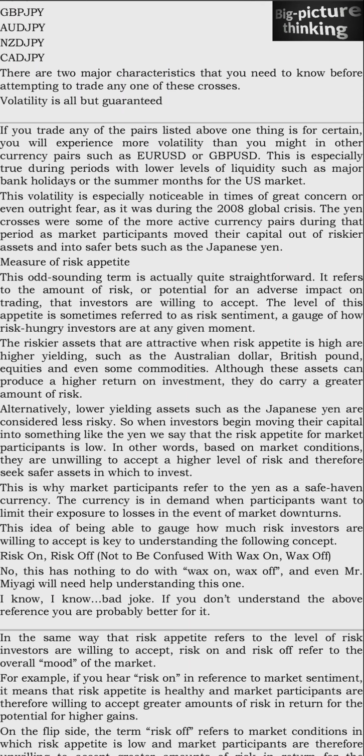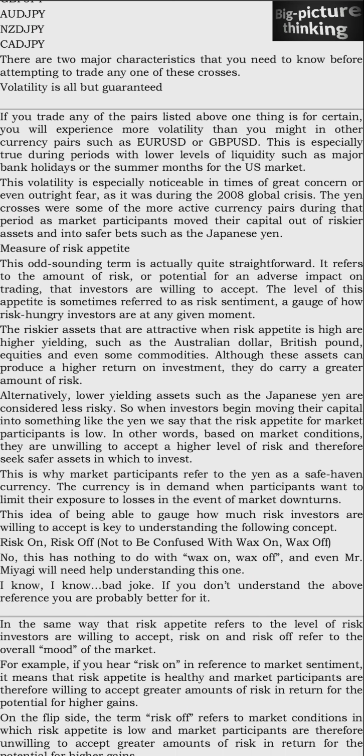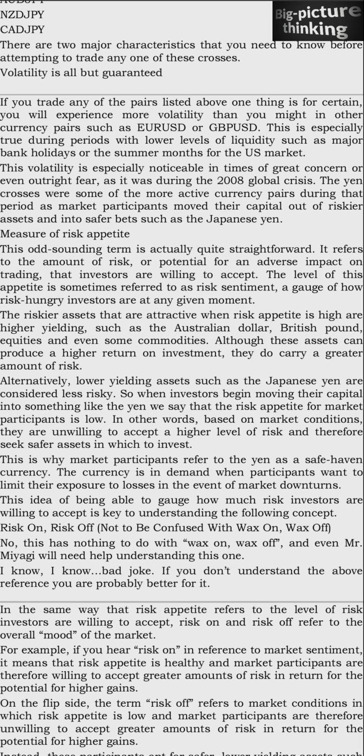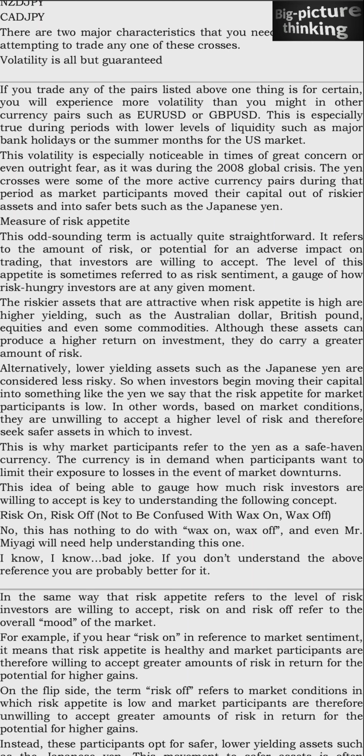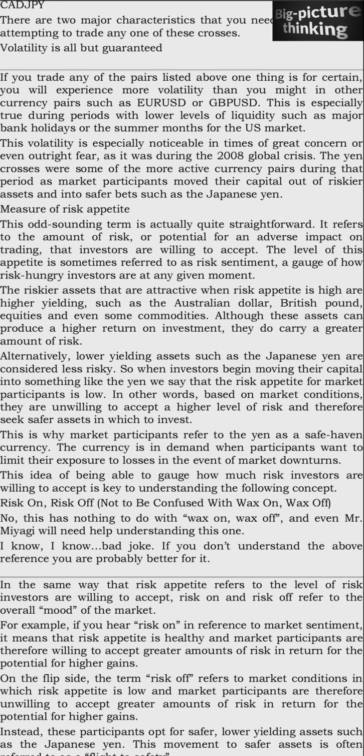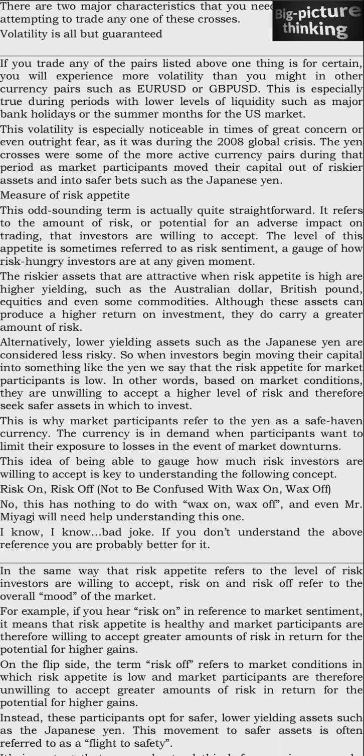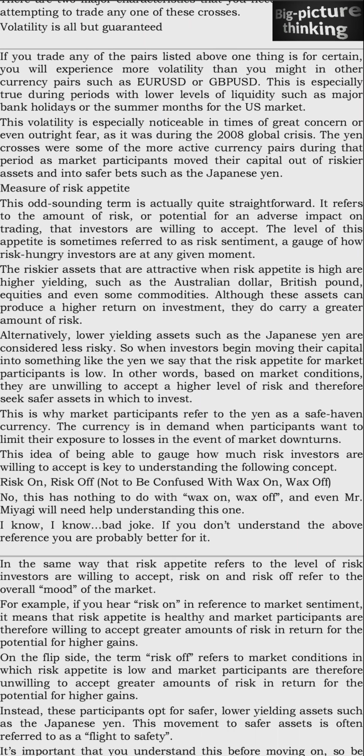The yen crosses were some of the more active currency pairs during that period as market participants moved their capital out of riskier assets and into safer bets such as the Japanese yen. Measure of risk appetite. This odd-sounding term is actually quite straightforward. It refers to the amount of risk or potential for an adverse impact on trading that investors are willing to accept. The level of this appetite is sometimes referred to as risk sentiment, a gauge of how risk-hungry investors are at any given moment.